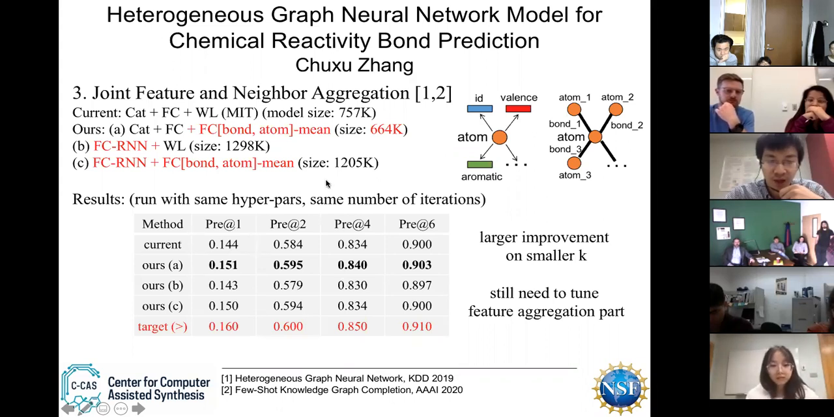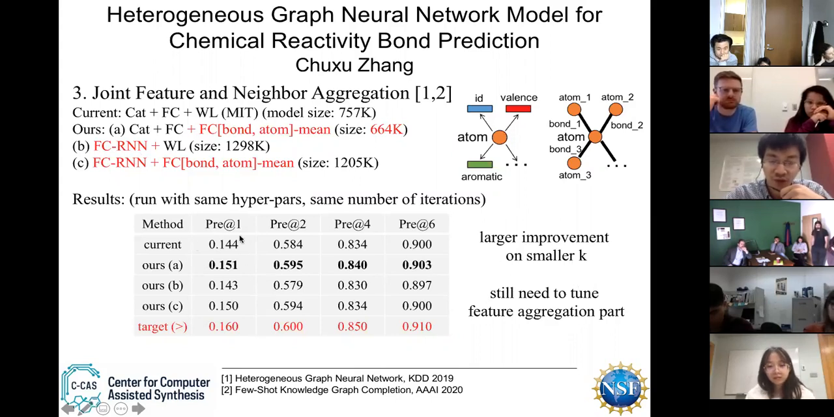So this table shows an initial result about chemical bond reactivity prediction. This result is the best result of the current model, which is the MIT's group's result. But when we use a heterogeneous neighbor encoder, which is much simpler than the MIT's group's model, we can even get better performance. Another thing is that my current implementation of content aggregation by recurrent neural network gets a worse performance than the MIT's group's results. So I think I still need to tune the feature aggregation part to get a better performance.